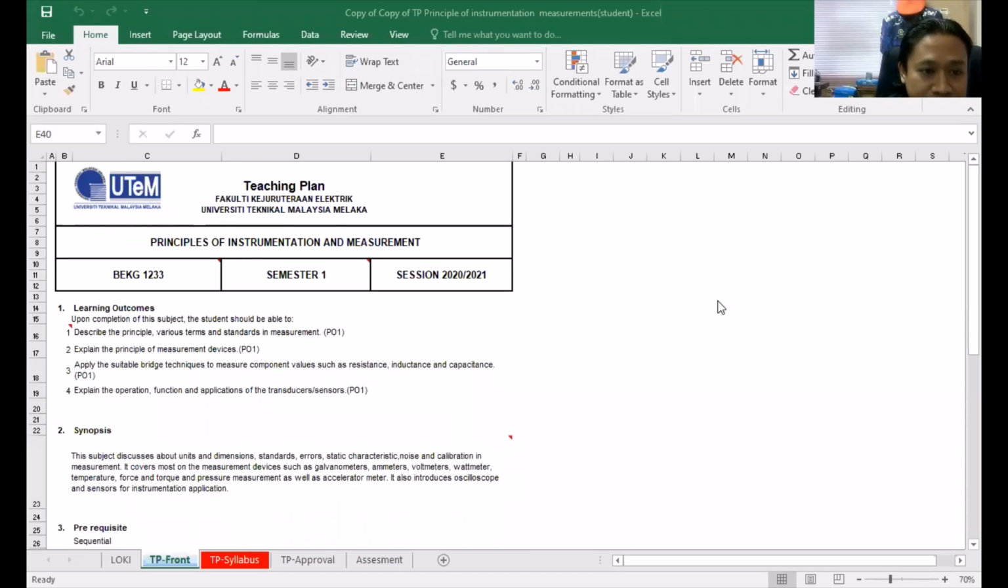All right. So the third learning outcome will be to apply the suitable bridge technique to measure component values such as resistance, inductance, and capacitance. We have 2 types of bridge, the AC bridge and the DC bridge, which will be covered in this topic. And then learning outcome number 4 will be to explain the operation, functions, and application of the transducer or the sensor.